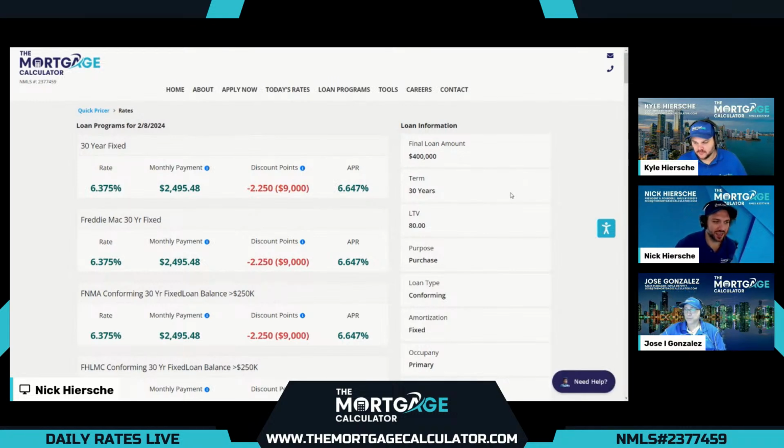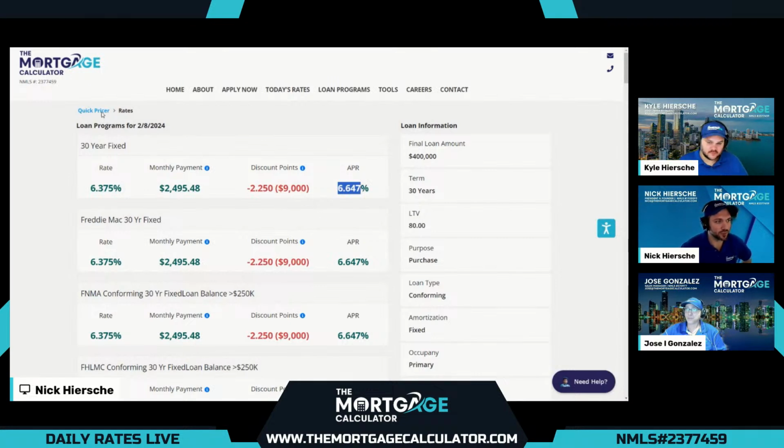Went back up a tad. Yesterday went down a tad. This morning went up a tad. Hopefully it goes back down a little bit as the day moves on. Looks like the best option this morning, 6.375 rate for 2.25 discount points and costs. Puts the final APR at 6.647. Yesterday, I believe it was 6.4 on the episode here. So we're still right in that range, and hopefully we see that move down here as the year goes on.